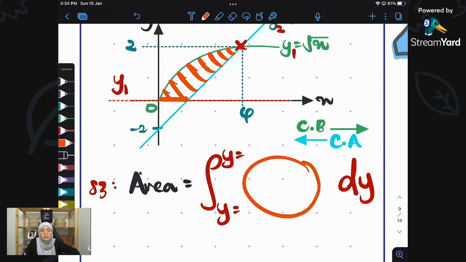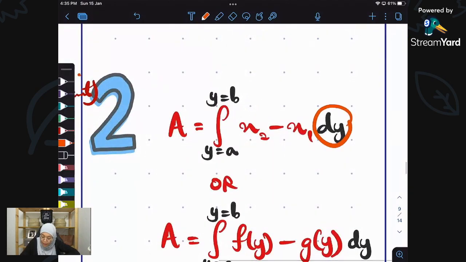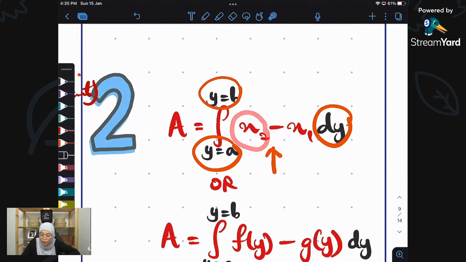Is it x function or y function? So di dalam ni mestilah x function. Sebab apa? Sebab kita sedang pakai dy, right? And then y limit. And so dalam ni mestilah function x. But now we do not know, is it x2 minus x1 or x1 minus x2? We do not know. Yang penting apa yang saya tahu, mestilah mereka tolak. Diorang akan tolak sesama diorang. But we do not know which one is which.